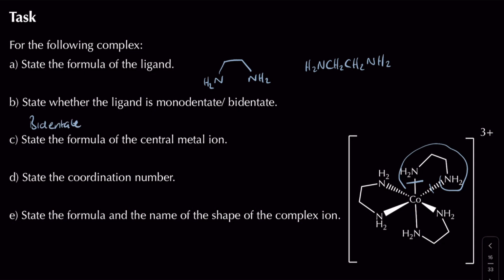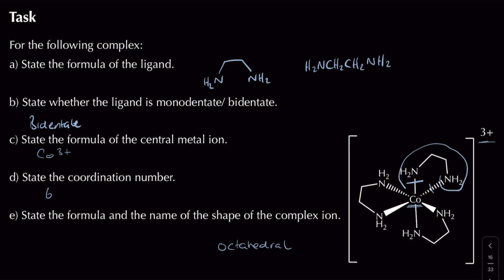If you were to look at the formula of the central metal ion, well, we know all of these ethane-1,2-diamine ligands are going to be, of course, neutral. So cobalt is going to be the same as the actual charge of the complex itself. So we've got cobalt 3 plus. The coordination number is still going to be 6, and that's why it has an octahedral shape still. So the shape is still going to be octahedral itself.